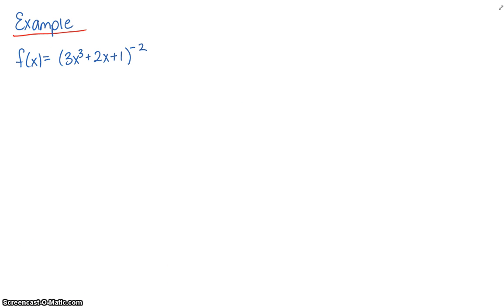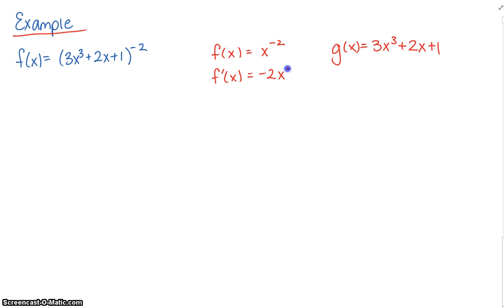Here's another example. Again, we need to figure out what the overarching function is. In this particular case, it is a polynomial raised to a -2. So if we let our overarching function be something to the power of -2, and the inside function of what's being plugged in, 3x cubed plus 2x plus 1, then if you take the derivative of the first one, you get -2x to the -3. Remember, you bring down your power and you subtract 1. And then if you take the derivative of g of x, you're going to get 3 times 3, so 9x squared plus 2.